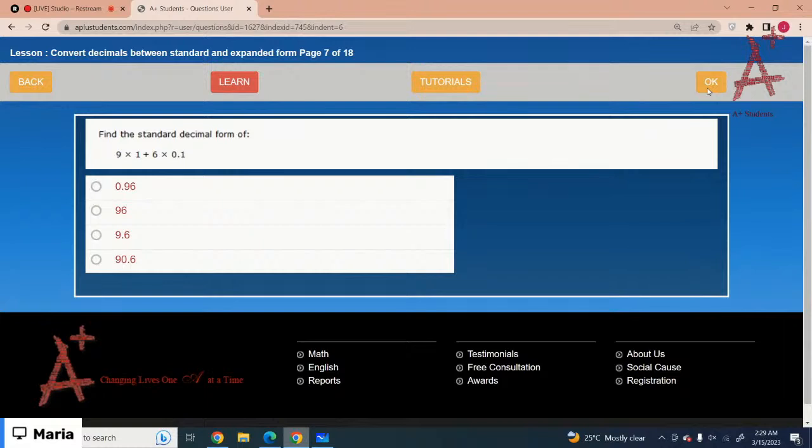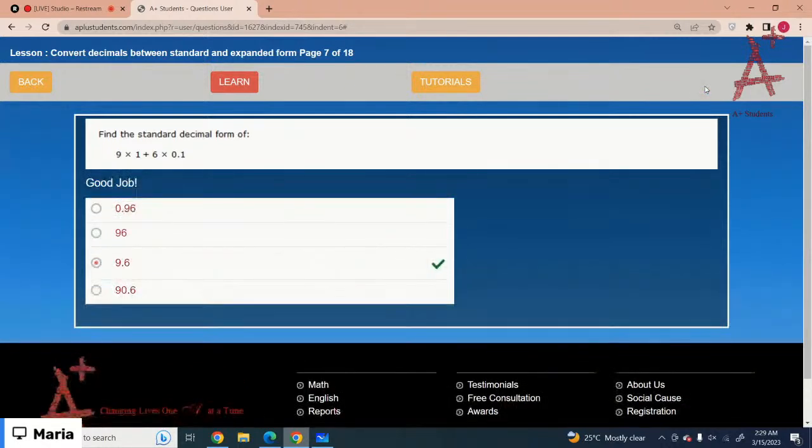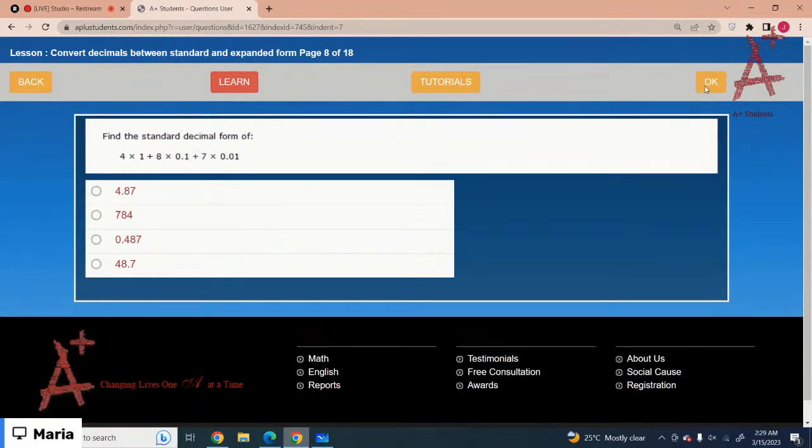And then you have 6 times 0.1. Whenever you have 0.1, that means that is the digit that is at the tenths position. So it would be 9.6, not 0.96. The correct option is 9.6. Think and then answer.